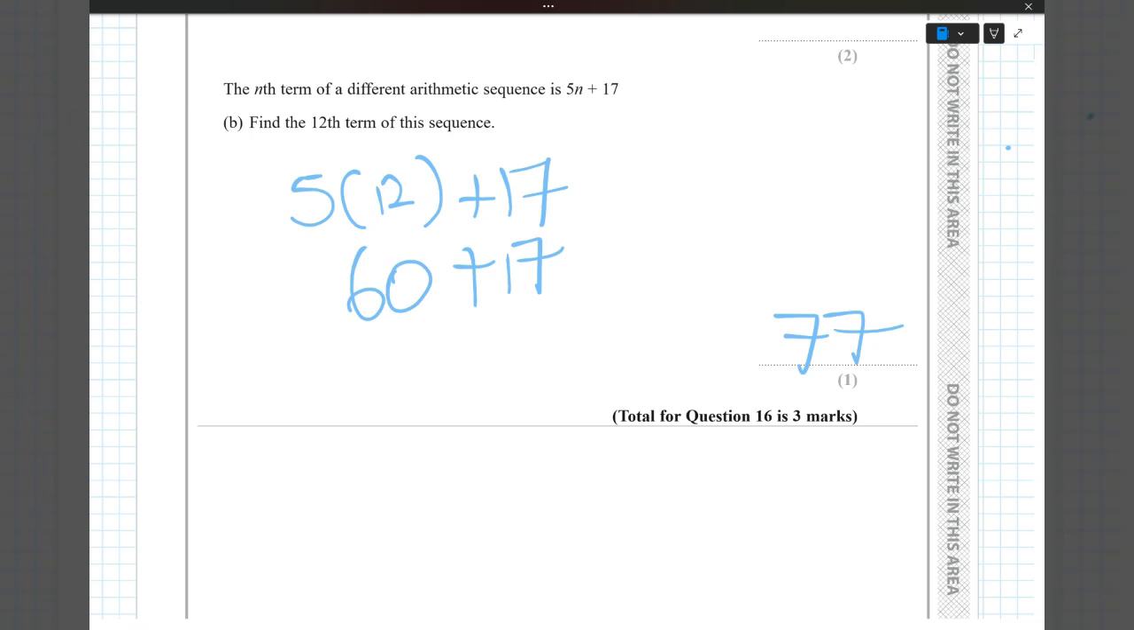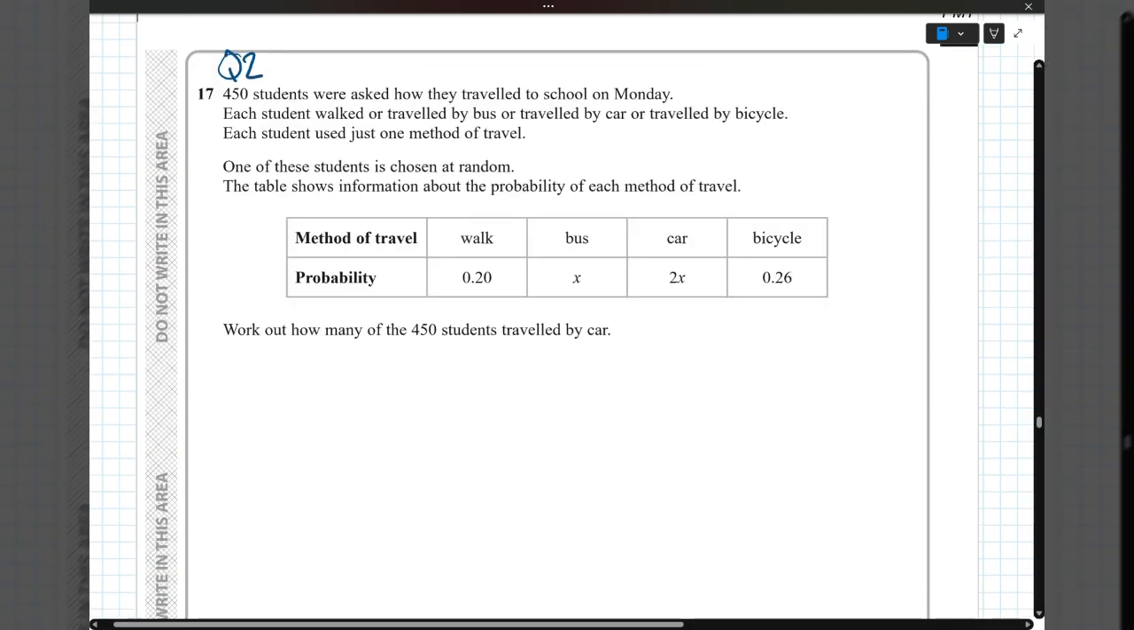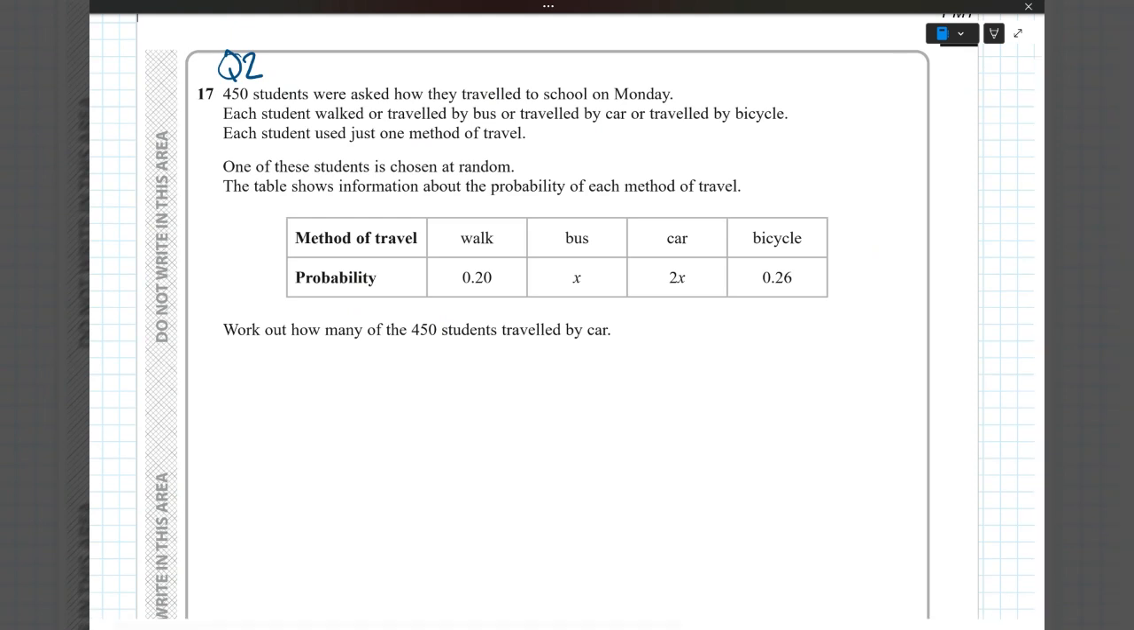Okay, we're doing 2 questions here, so we're going to go into the next one. Question 17, or question 2 on the higher. 450 students were asked how they travelled to school on Monday. This is sort of covered down here, so I don't really need that. There's just a lot of words. Each student walked or travelled by bus or travelled by car or travelled by bicycle. That's all in the table, so I don't need to worry about that. Each student used just one method of travel. Okay, don't need that anymore.